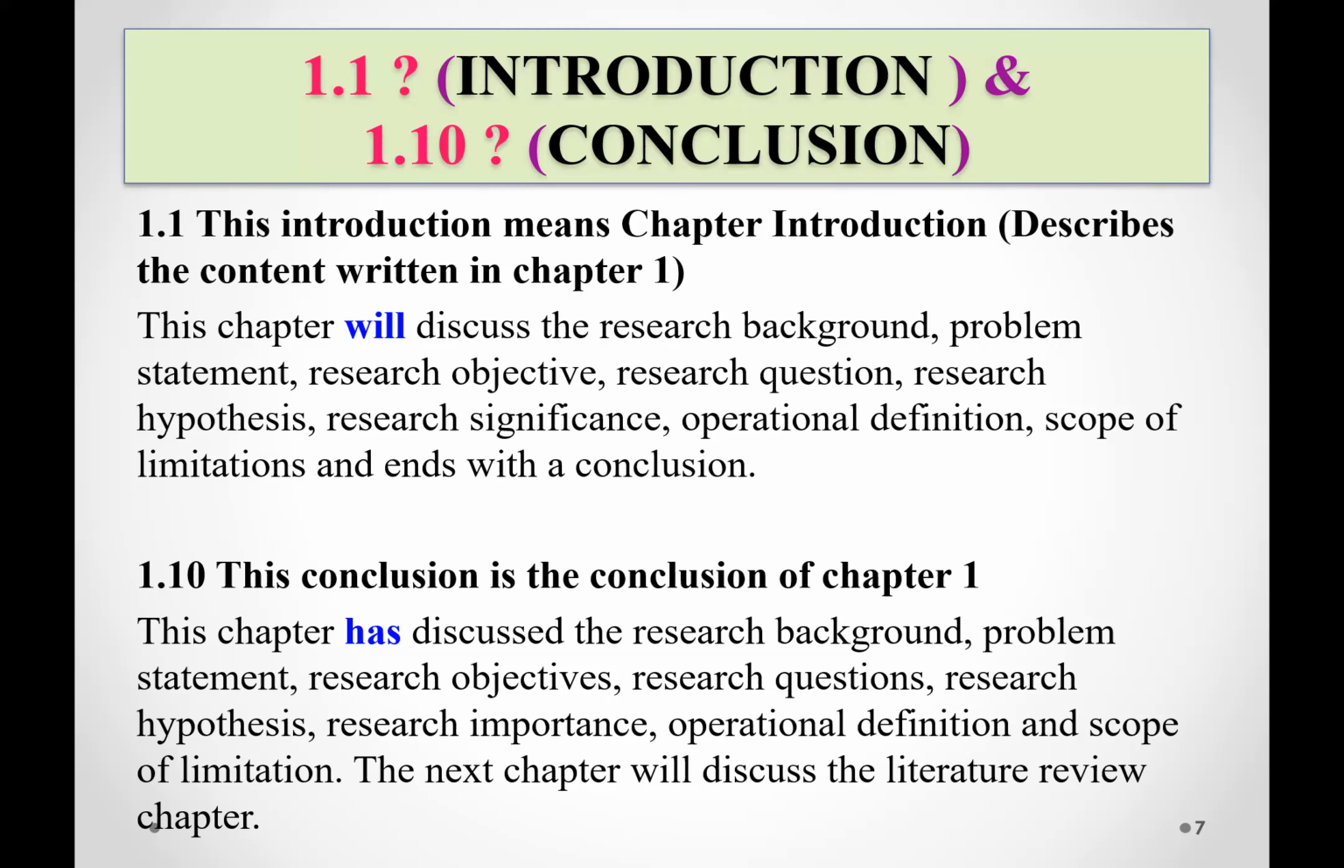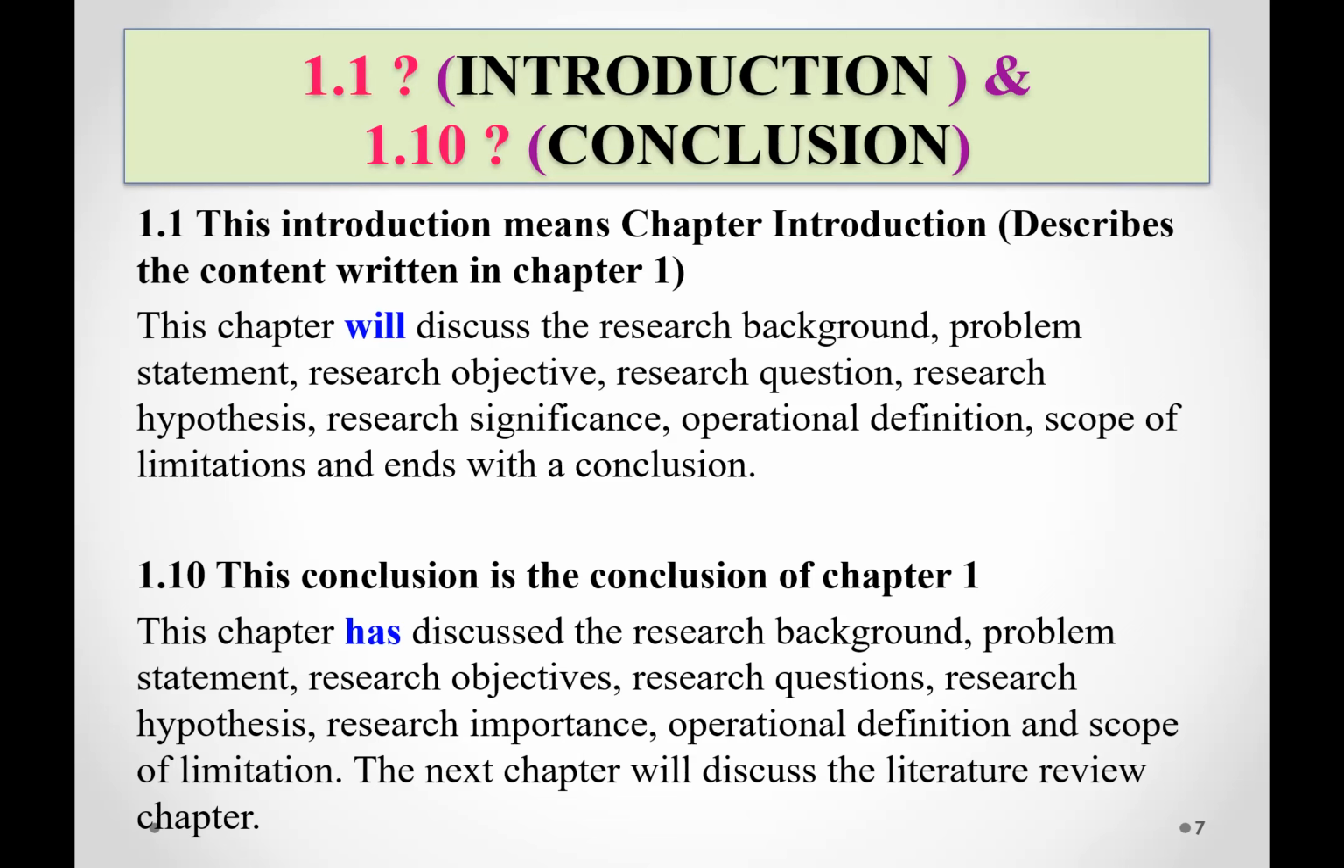But for me, for 1.1, the introduction of chapter one, one short paragraph is enough. How to write it? This is an example. This chapter will discuss the research background, problem statements, research objective, research question, research hypothesis, research significance, operational definitions, scope and limitations, and end with the conclusion.